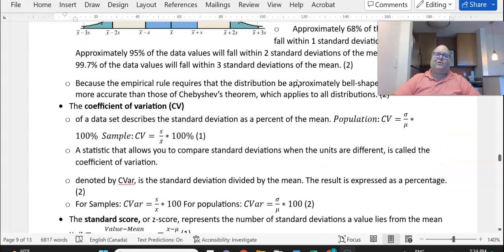When you're comparing two quantities that have different means and similar standard deviations, or different means and different standard deviations, or similar means and very different standard deviations, we can use the tool of the coefficient of variation, which is standard deviation divided by the mean times 100%, to figure out how variable the two different data sets are.